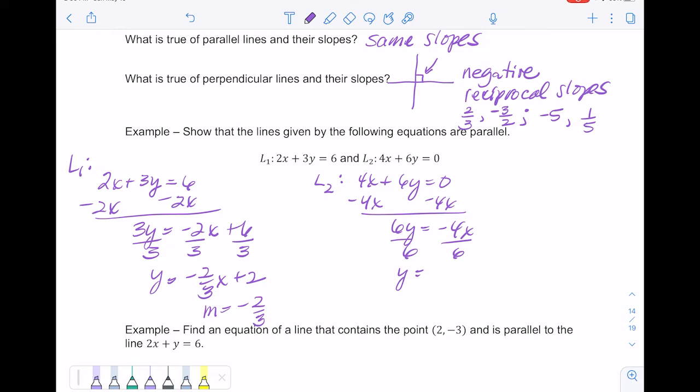If I reduce -4/6, I get -2/3 x. And then there is no y-intercept, it's just 0, right? You can put that if you want, but it's not necessary. Your m is -2/3. So since they both have the same slope, they are indeed parallel lines.